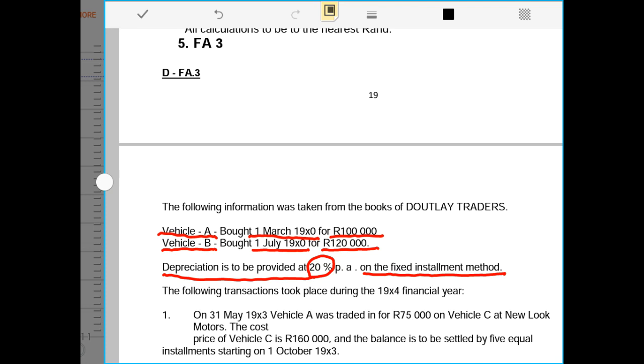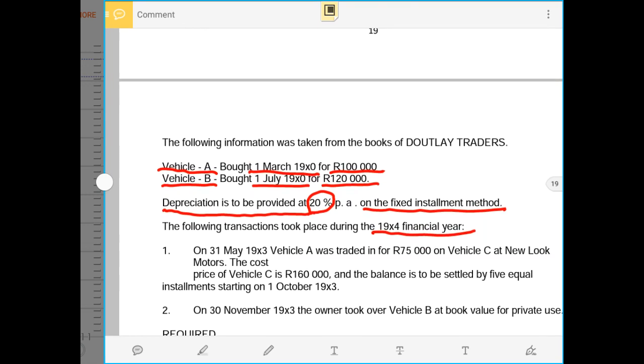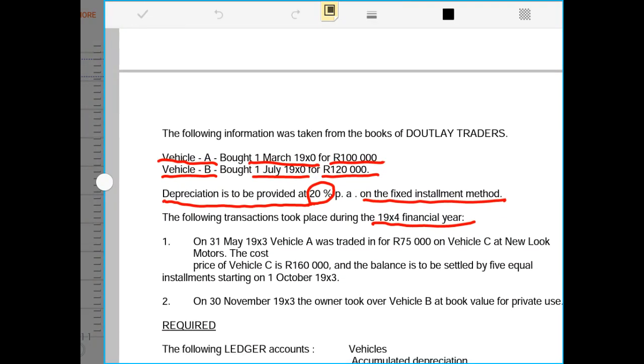The following transactions took place during the 1994 financial year. That means all the transactions below took place during the 1994 accounting period. On the 31st of May 1993, vehicle A was traded in for 75,000 rands on vehicle C at New Look Motors. The cost price of vehicle C is 160,000 rands, and the balance is to be settled by 5 equal installments starting on the 1st of October 1993.